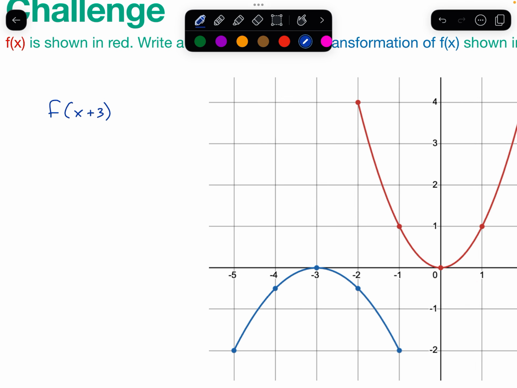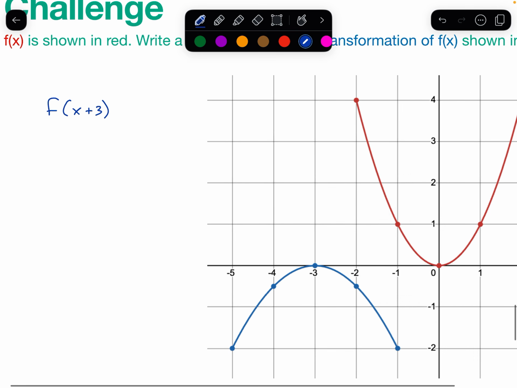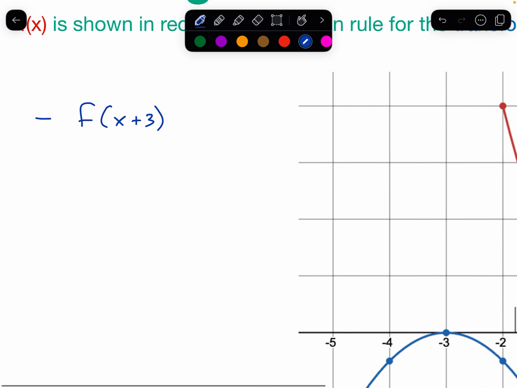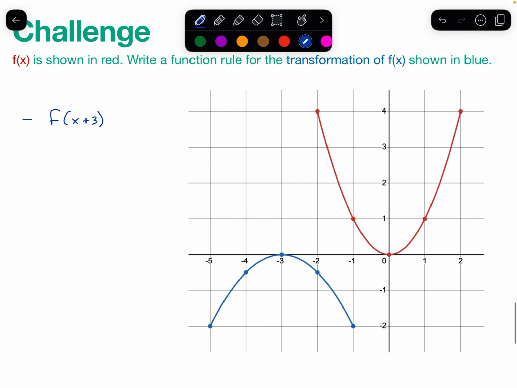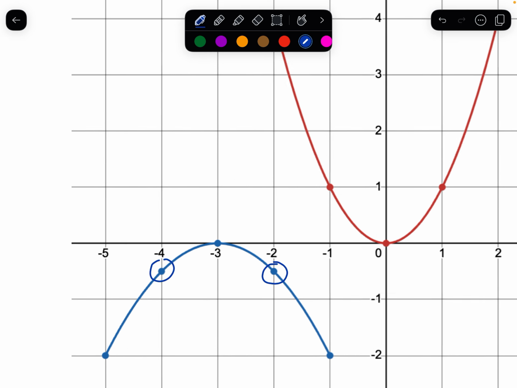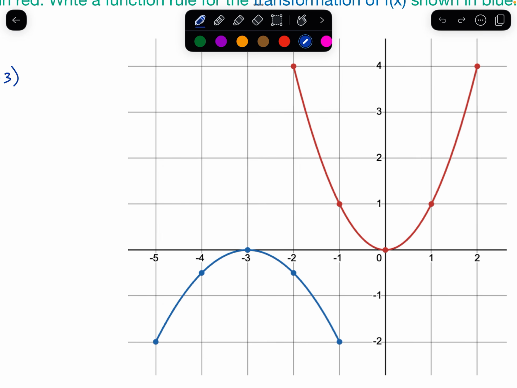Okay, now let's look for any stretching and reflecting. This red graph appears to be reflected across the x-axis, so I know there's going to be a negative in front here, but is there any sort of stretching or shrinking? Well, let's compare. These two had y values of 1. These two appear to have y values of 1/2. Negative 1/2, I guess. So I think there might be a shrink by a factor of half, but let's confirm that by looking at some more.